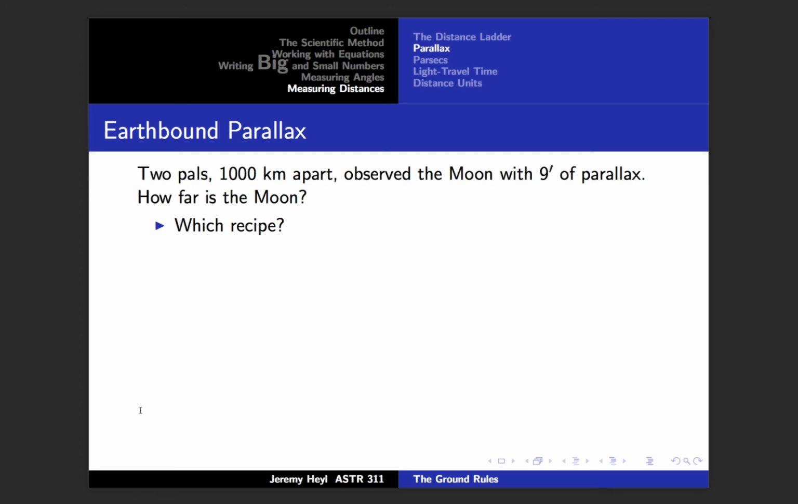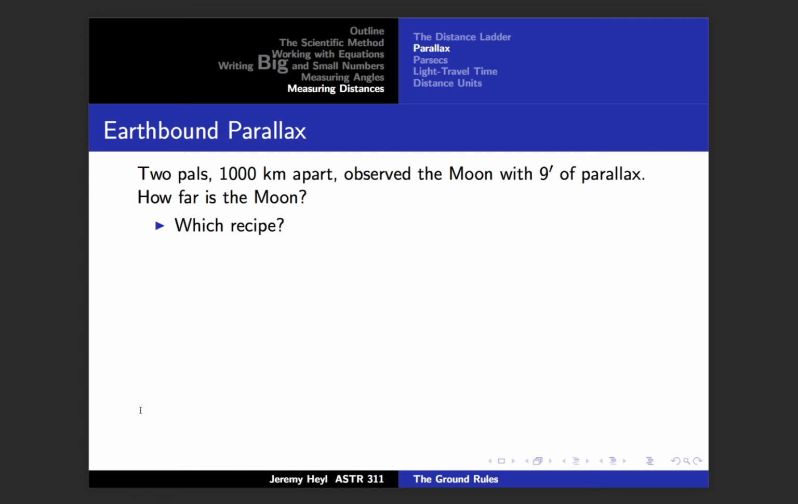So we want to figure out how far away the moon is. And I have two people looking at the moon at the same time. They're 1,000 kilometers apart, maybe here versus in Alberta somewhere. We both look at the moon at the same time, and we note down what stars we see around the moon. And we figure out that we have 9 degrees of parallax. So my friend in Alberta is looking in a direction 9 degrees away from where I'm looking. So how do we figure this out?